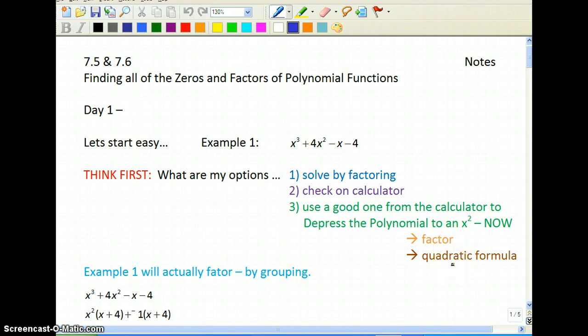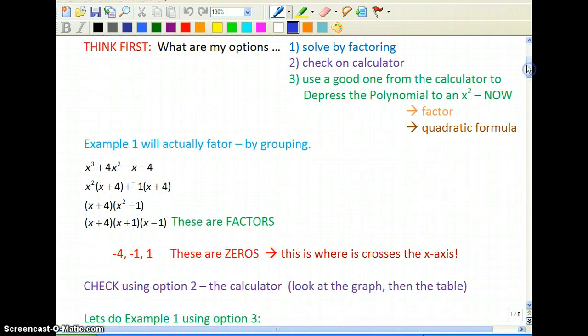So taking a look at this easy problem. First method, let's see how you do it by factoring. I'm going to factor by grouping. I'm going to group the first two together, take out x squared, and I'm left with x plus 4. Group this second group together, take out negative 1 and get x plus 4. So now you can take the factor x plus 4 out, and x squared minus 1 is left.